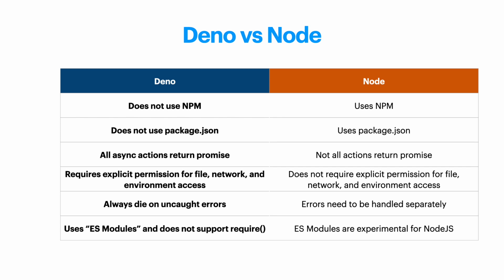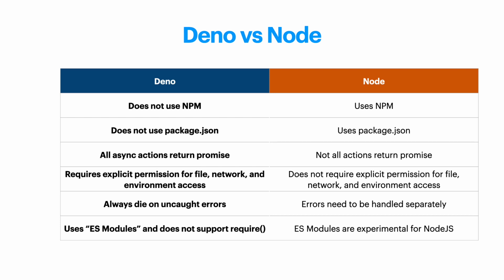So here's a side-by-side comparison between Deno versus Node. Its main differences, so it's not everything. But the first thing is that Deno doesn't use npm, unlike Node. It doesn't have package.json, which is for importing packages. And all asynchronous actions return a promise. In Node.js, it doesn't. You have to kind of specifically define that. And also, Deno requires explicit permission for file, networking, and environment access. I think this is really the main thing because it says that Deno is more secure by default, because it pushes for the constraint and pushes for the security right away.